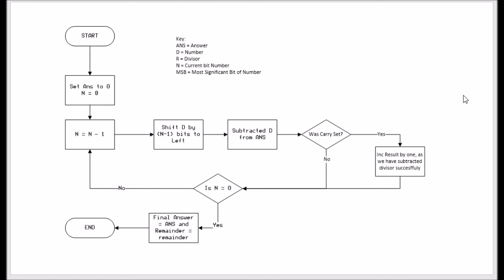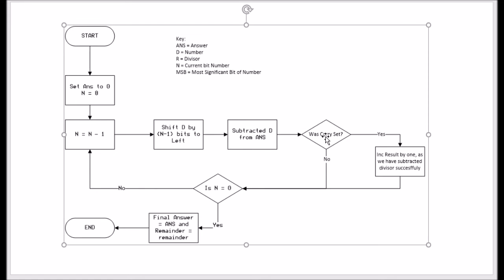So we subtract to give us an answer. If the carry was set afterwards, that means that we managed to subtract our divider from our number, and so we increase the result by 1 because we've managed to subtract it. If it was clear, then we haven't managed to subtract it, so we bypass that and go to do the loop again.